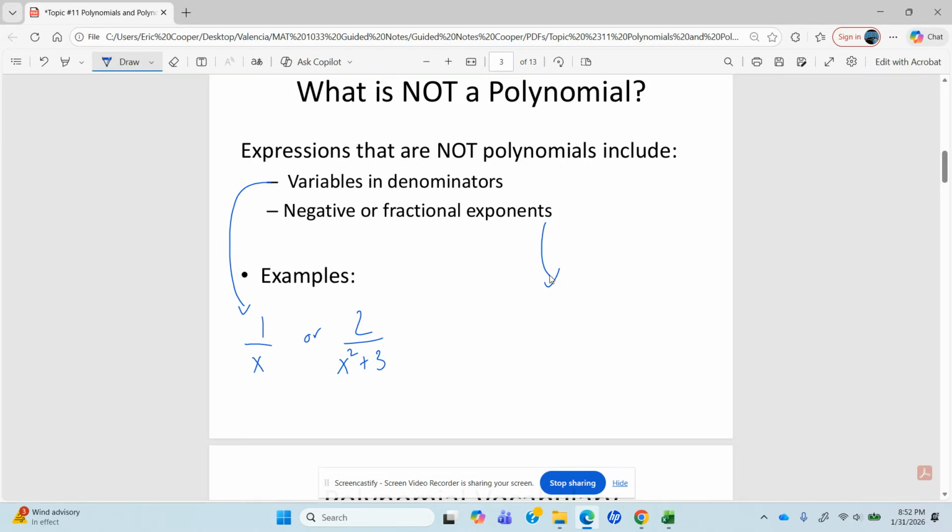More so if we have negative or fractional exponents. If I give you x to the negative 4th power, or something like x to the 1/2 power, these are also not polynomials. We learn later on that x to the negative 4th makes that variable go down to the denominator, which we cannot have. And we learn also later on that 1/2 ends up being some sort of root or radical. So these are things that are not classified as polynomials.